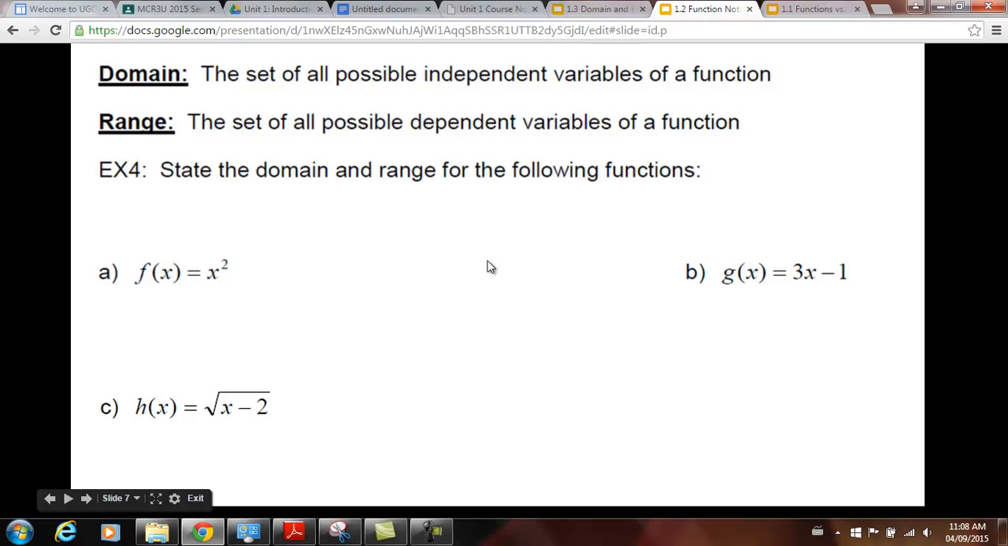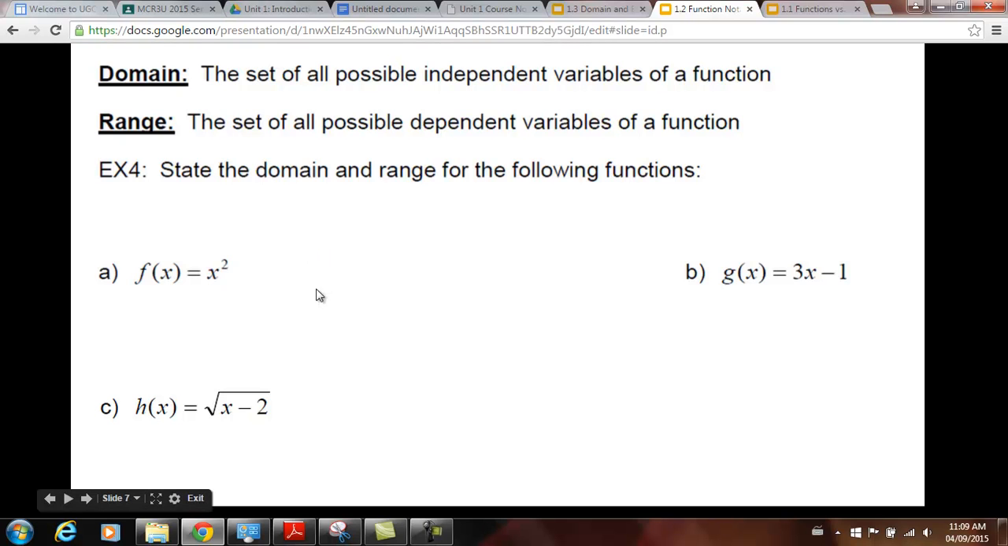Domain is something that comes up in the homework. We're going to spend more time on it tomorrow in the next lesson. Domain is defined as the set of all independent variables, so it's all possible values for the independent variable. Range is the set of all possible values. It should say values here for the dependent variable. And so we state the domain and range.